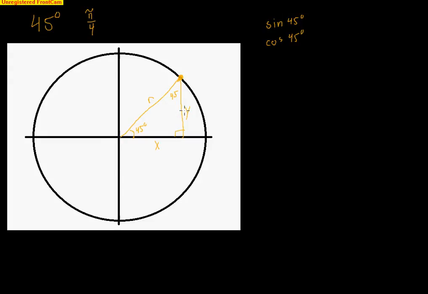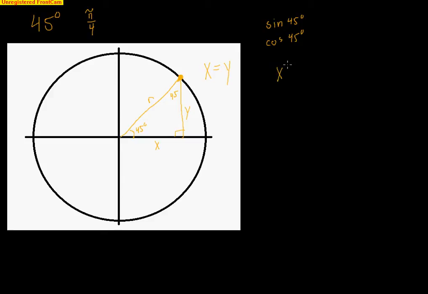But our two sides, our two legs, must be the same, which means in this scenario, x and y are the exact same value. It should make a lot of sense since 45 degrees is directly in between, so x and y are the exact same value. I'm going to use that to my advantage.